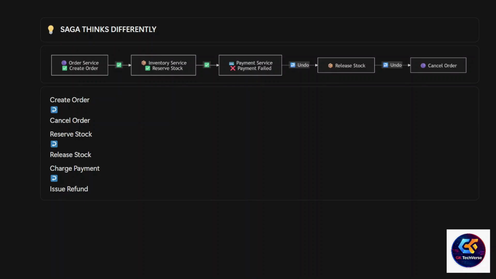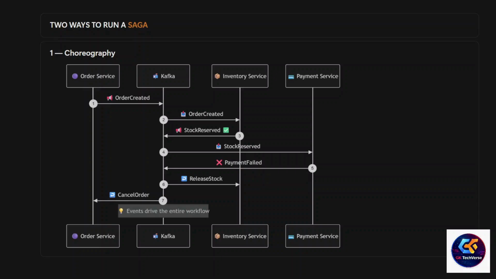Now that we understand the idea, the next question is, who coordinates all these steps? Do services talk directly to each other, or is there someone controlling the entire flow? And that takes us to the two Saga styles, which is choreography and orchestration. Now we understand the Saga mindset.